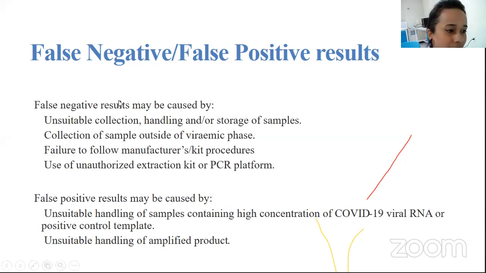The reason for false positive results may be due to unsuitable handling of samples that contain a high concentration of COVID-19 viral RNA or unsuitable handling of positive control templates. So that's why I have been emphasizing that you should be really careful with handling the positive control. And also, of course, the positive samples as well, because you never know which sample is positive. So you have to be really careful while handling all the samples.